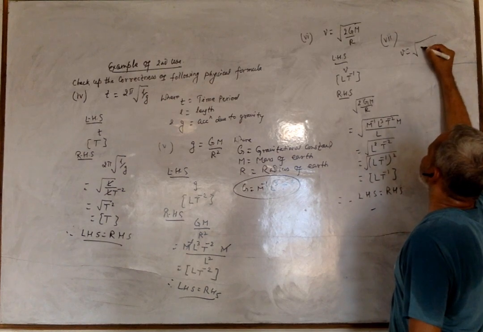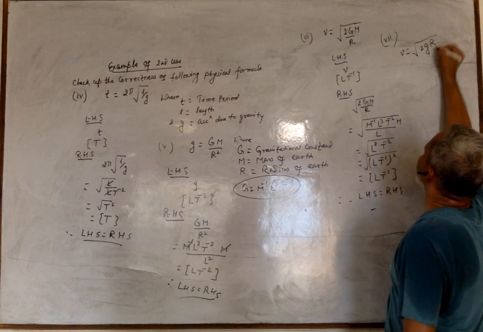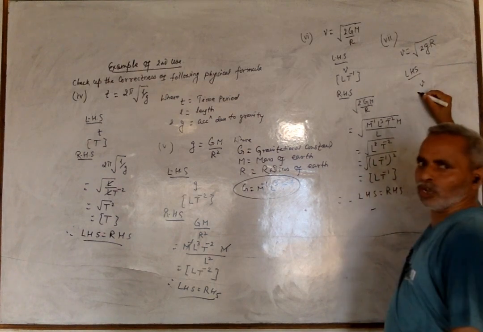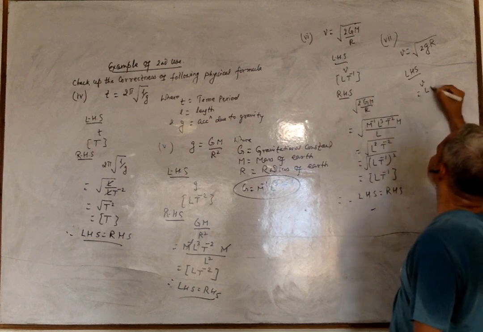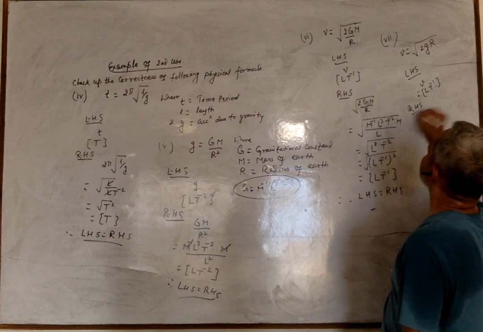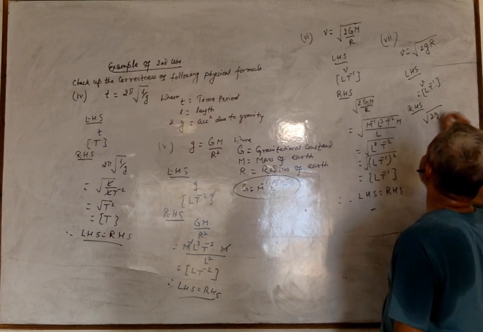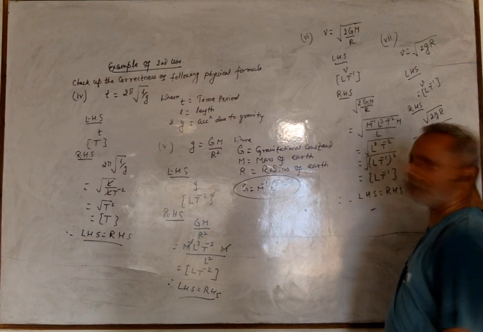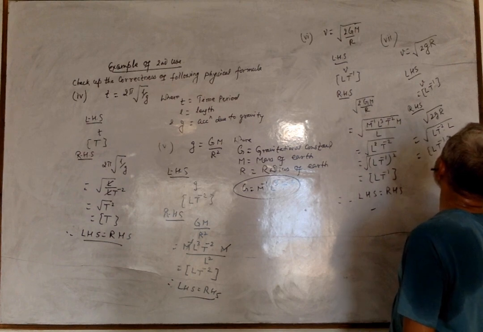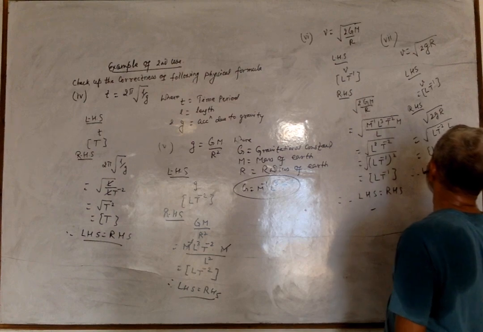Next, V equal to root under 2gr. LHS: escape velocity. This is the formula of escape velocity. LT^-1. RHS: 2gr. 2 is a digit. The dimension of g is LT^-2, so we get LT^-1. LHS equal to RHS.